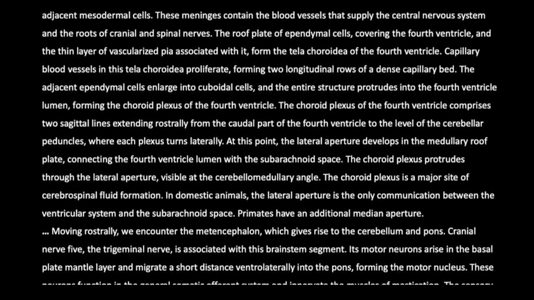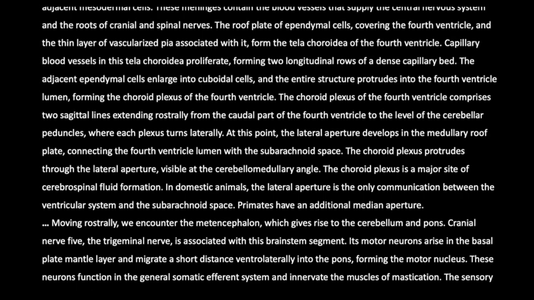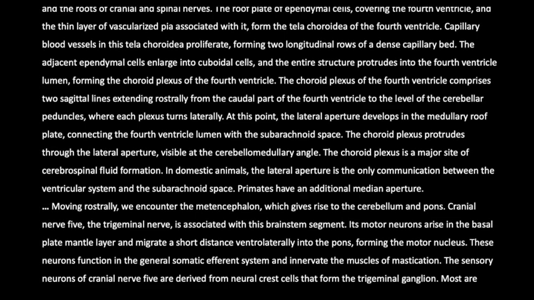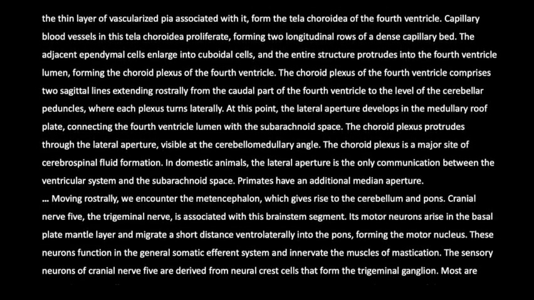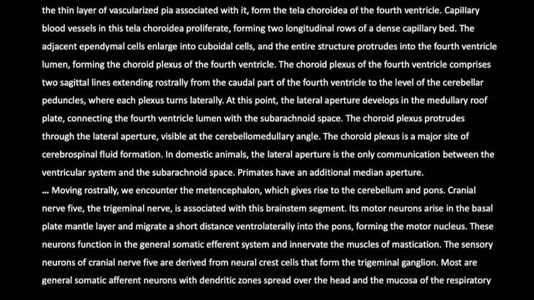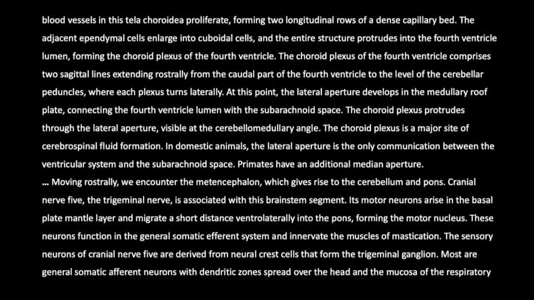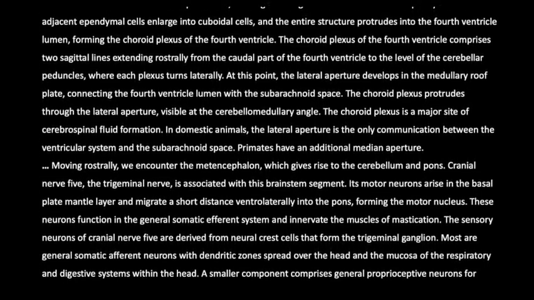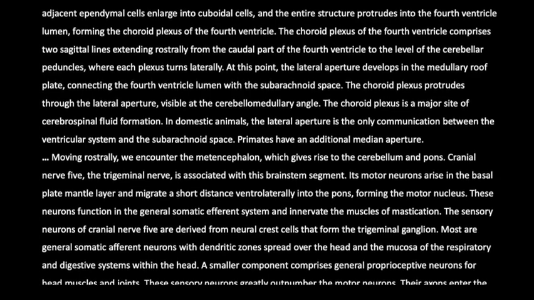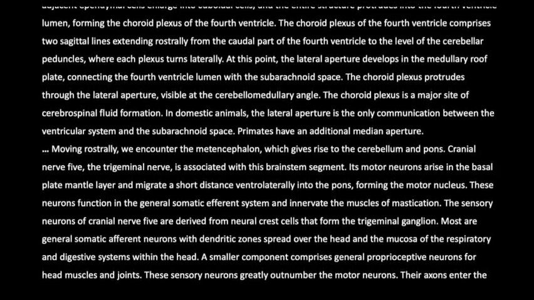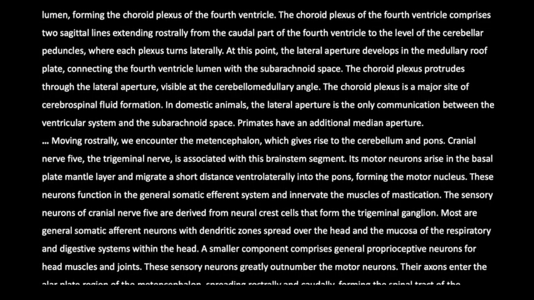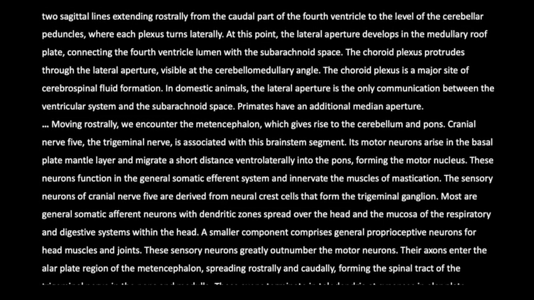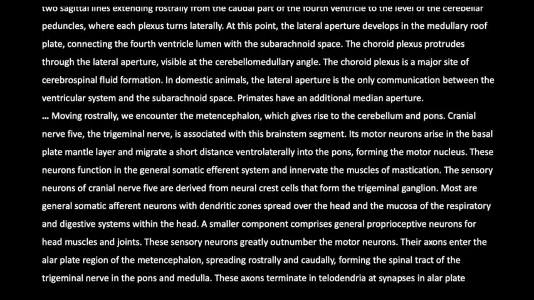The choroid plexus of the fourth ventricle comprises two sagittal lines extending rostrally from the caudal part of the fourth ventricle to the level of the cerebellar peduncles, where each plexus turns laterally. At this point, the lateral aperture develops in the medullary roof plate, connecting the fourth ventricle lumen with the subarachnoid space. The choroid plexus protrudes through the lateral aperture, visible at the cerebellomedullary angle. The choroid plexus is a major site of cerebrospinal fluid formation. In domestic animals, the lateral aperture is the only communication between the ventricular system and the subarachnoid space. Primates have an additional median aperture.